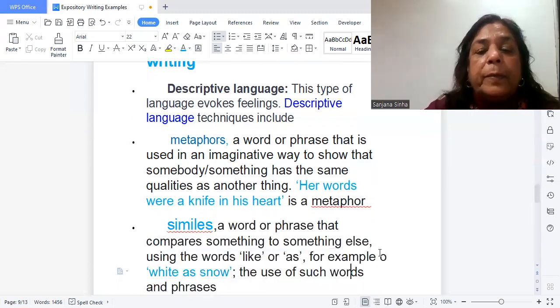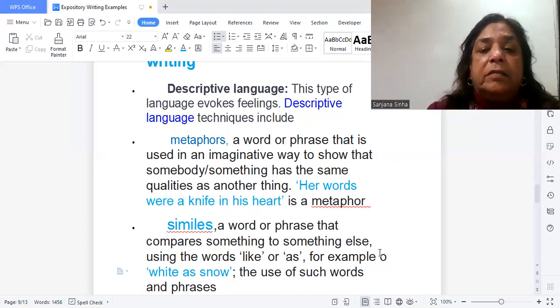For example, her words were a knife in his heart. It means he's comparing words to the knife. Her words were a knife in his heart.